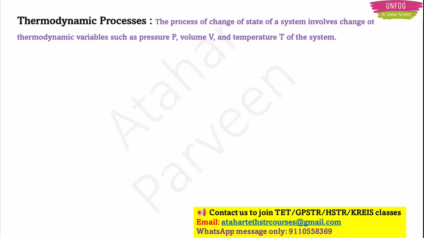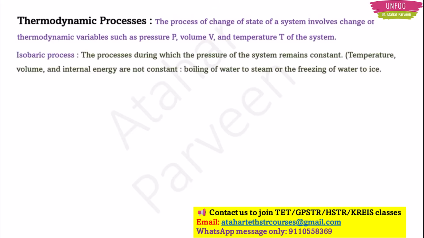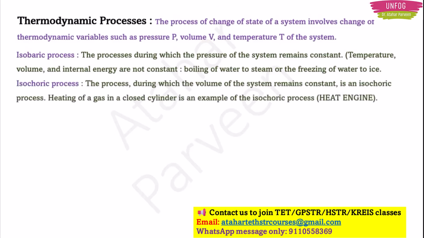Now let's talk about the types of thermodynamic process. The first type could be the isobaric process. Isobaric process means the process during which the pressure of a system remains constant. In this process, pressure does not change. Temperature, volume, internal energy will not be constant. For example, boiling of water to steam or freezing of water to ice. Other variables are not constant, only the pressure will be constant. This type of process is known as isobaric process.